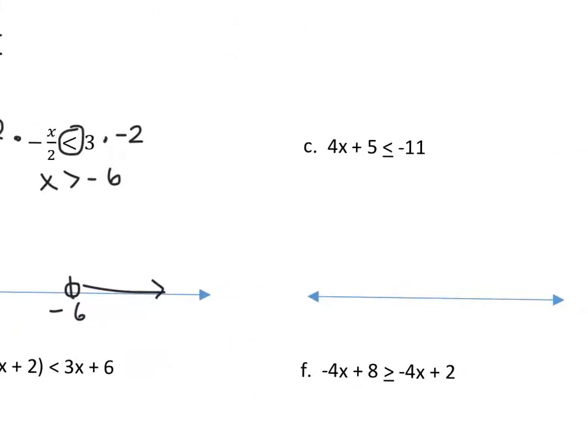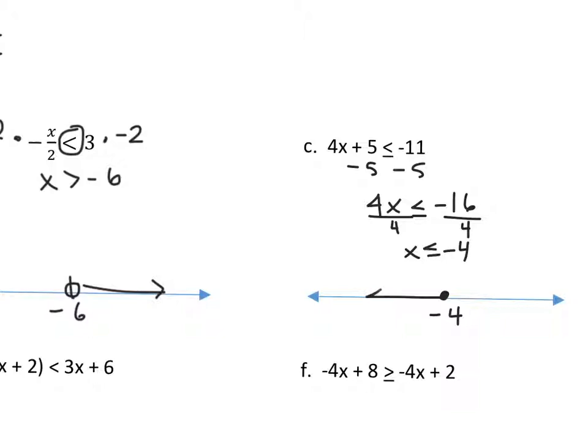Okay, letter C, I'm going to subtract 5. So 4x is less than or equal to -16. Divide both sides by 4. I'm dividing by a +4, so I don't need to switch the inequality. So it's going to be a solid dot at -4, shaded to the left.